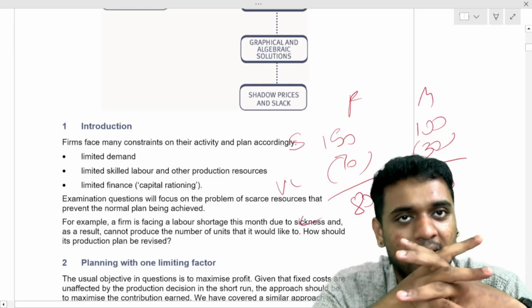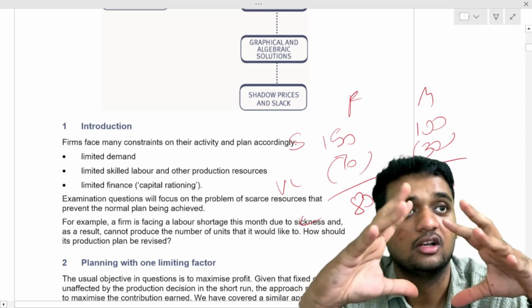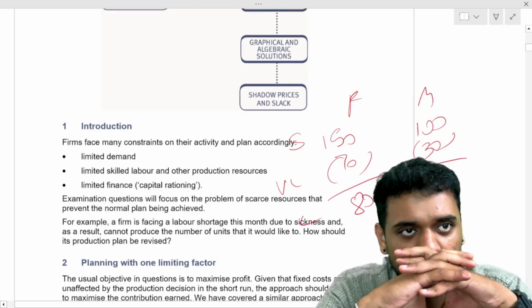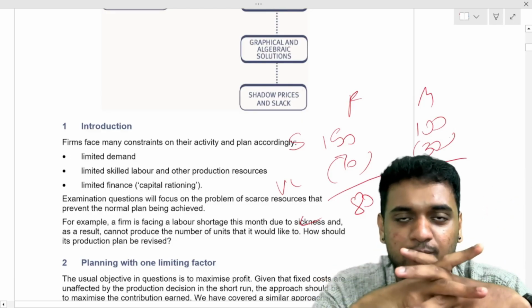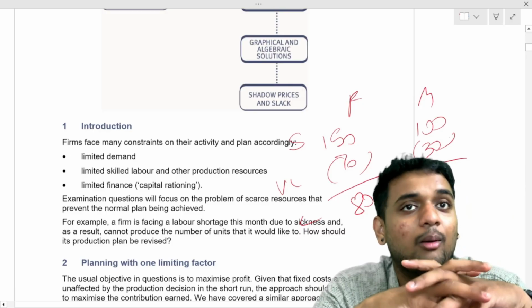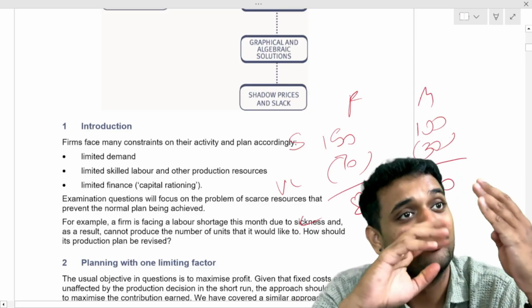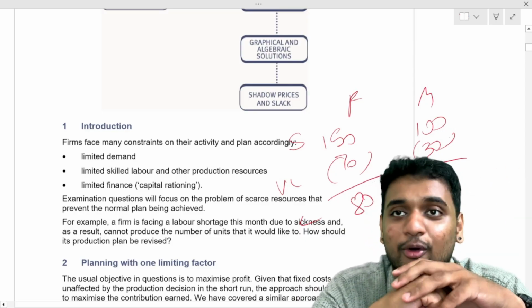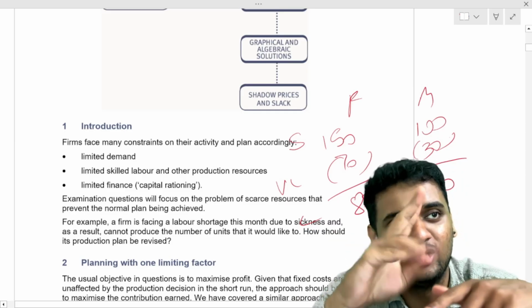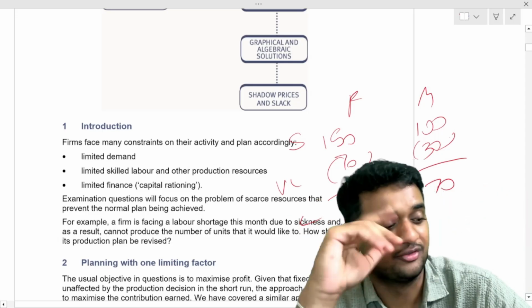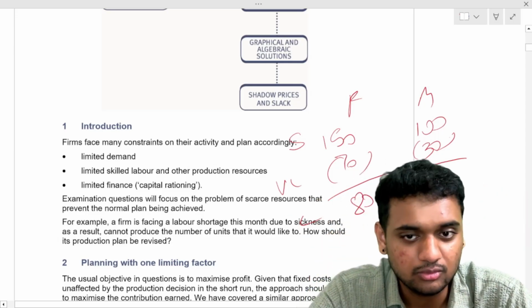Demand is more, unlimited demand. So which one will you produce in both products? Fried rice only, you will produce more of fried rice because more contribution you are getting. But the problem is, to produce one plate of fried rice, we need 4 hours, and to produce one plate of momo, we need only 2 hours. Now you tell me how much of each we will produce, fried rice or momos? Why?